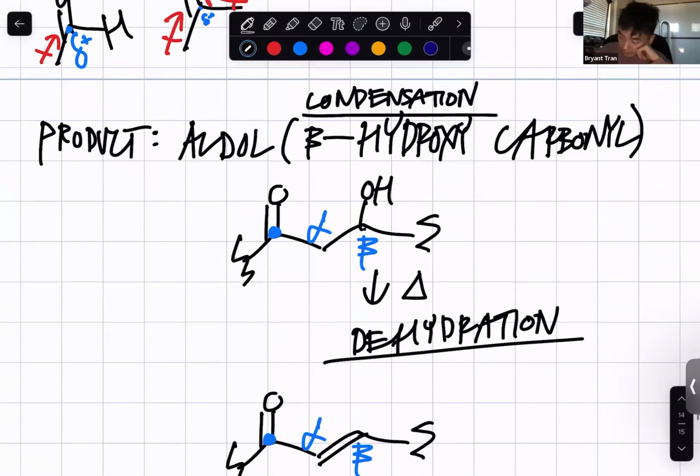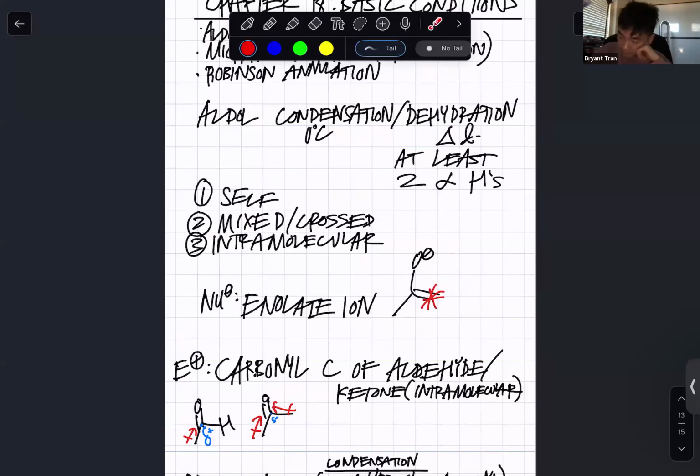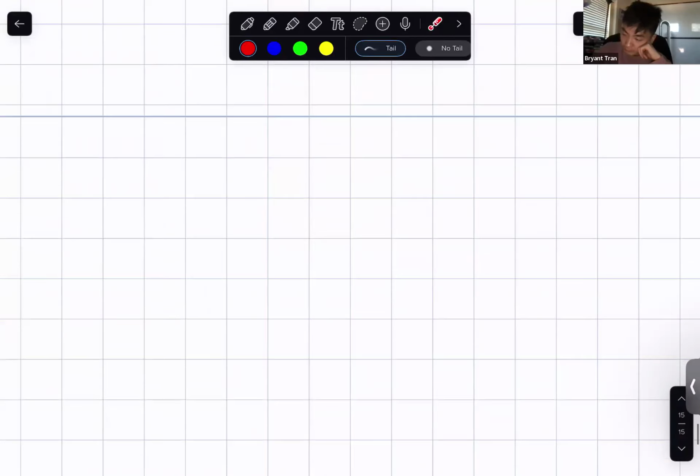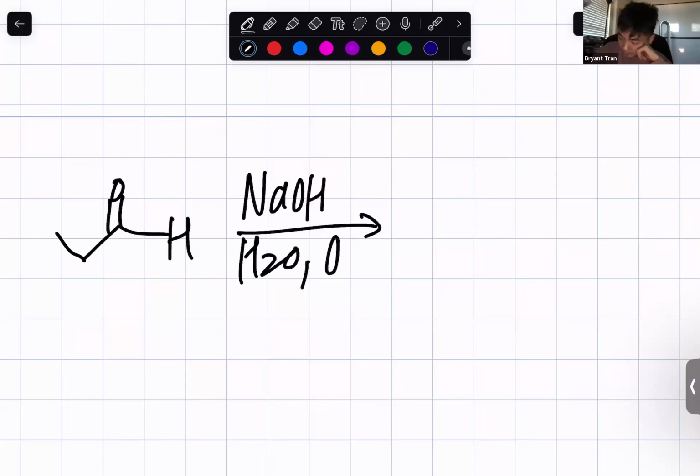Okay. So all of this will be true for all types of aldol, self, mixed or intramolecular. So let's look at an example of a self one. If I were to give you this aldehyde here in basic conditions like NaOH, water, and heat here, here's the mechanism. You're given a very strong base, hydroxide ion.